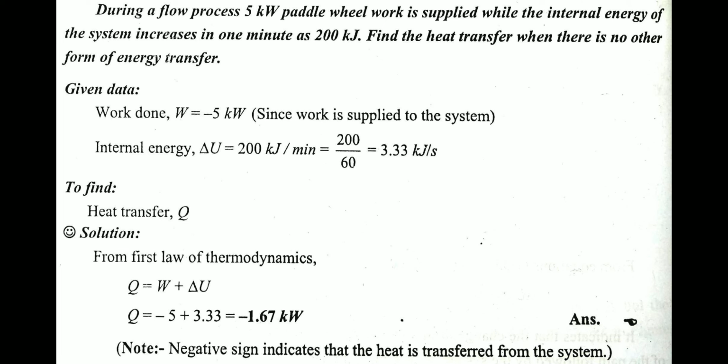So here in this system we have to find the heat transfer. How can we find it? We can use the first law of thermodynamics, which relates heat transfer, internal energy and work done. So our formula is Q is equal to W plus delta U. W means work done, it is given as minus 5. Delta U is the change in internal energy, which is 3.33. So we get the value of Q as minus 1.67 kilowatt.